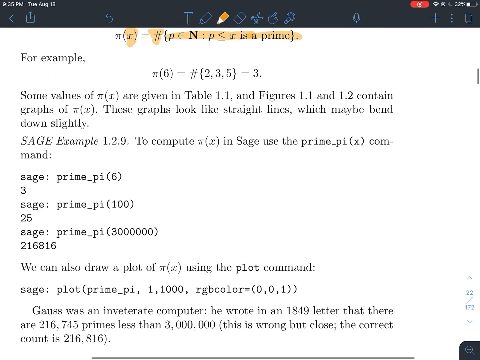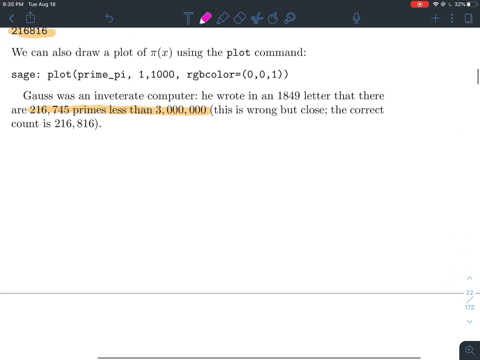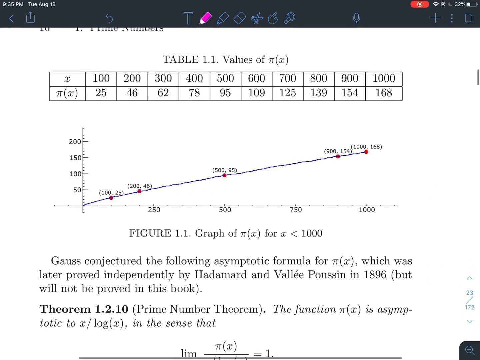What we're going to do is, well, first here's this incredible fact. Gauss, he was alive in the 1700s. He himself was like a computer, and he wrote in the 1800s as well. And he wrote in this 1849 letter that he thought that there were 216,745 primes less than 3 million, which is incredible because we know the exact number is 216,816. And so this is what Gauss computed by hand in 1849. Look at how damn close he was. That is just incredible.